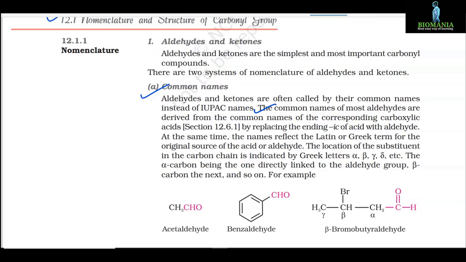The common names of most aldehydes are derived from the common names of the corresponding carboxylic acid, by replacing the ending -ic of the acid with aldehyde. At the same time, the names reflect the Latin or Greek term for the original source of the acid or aldehyde. The location of a substituent in the carbon chain is indicated by Greek letters alpha, beta, gamma, delta, etc. The alpha carbon is the one directly linked to the aldehyde group, beta carbon the next, and so on. For example, acetaldehyde, benzaldehyde, beta-bromobutyraldehyde, that is alpha carbon, beta carbon and gamma carbon.